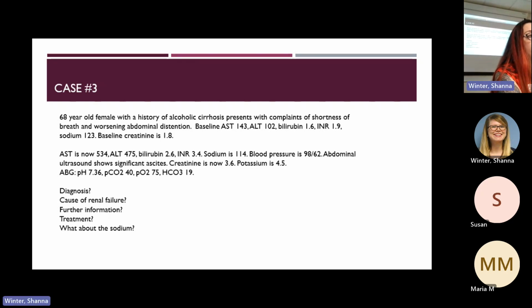She is a cirrhotic patient. She has chronic liver failure at baseline. She's coming in with worsening of that liver failure. What is her diagnosis? Yep, acute on chronic liver failure.